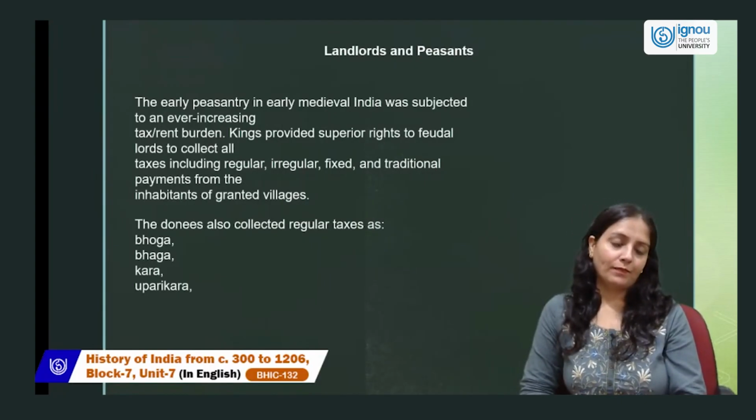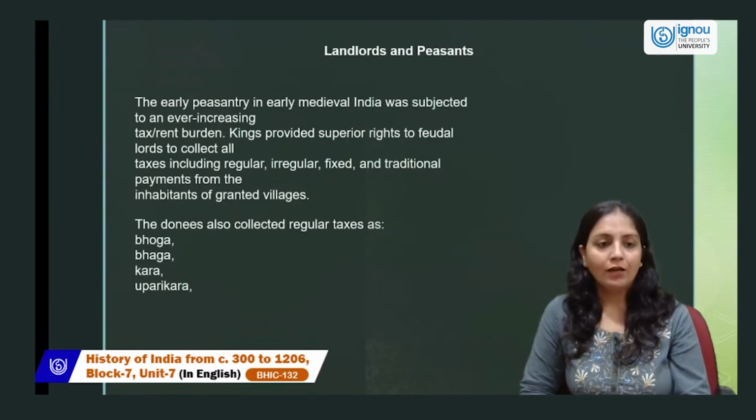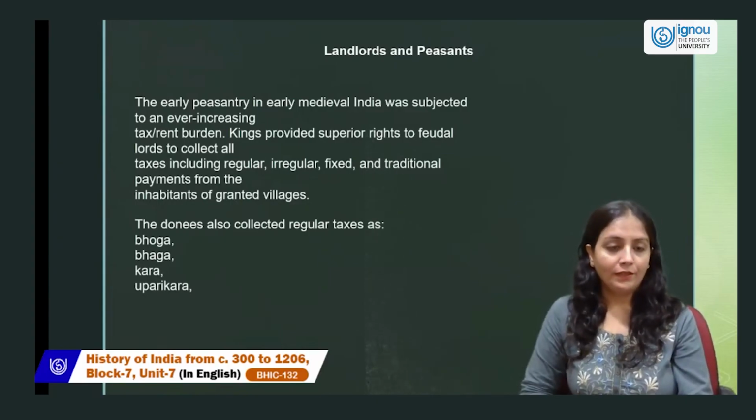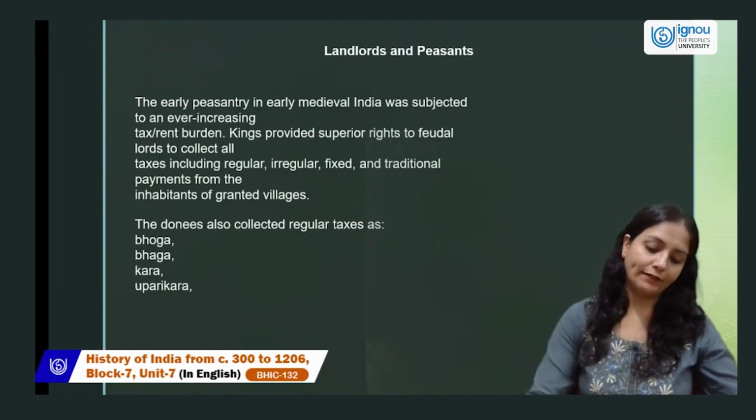The Donis also collected regular taxes such as Bhaga, Bhoga, Kara, Uprika. This was a type of taxes which was collected by the Donis, regularly collected.